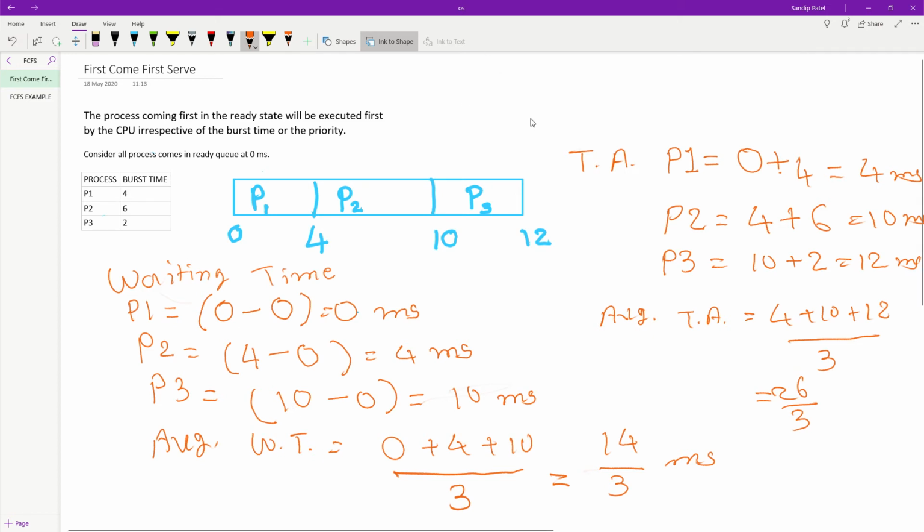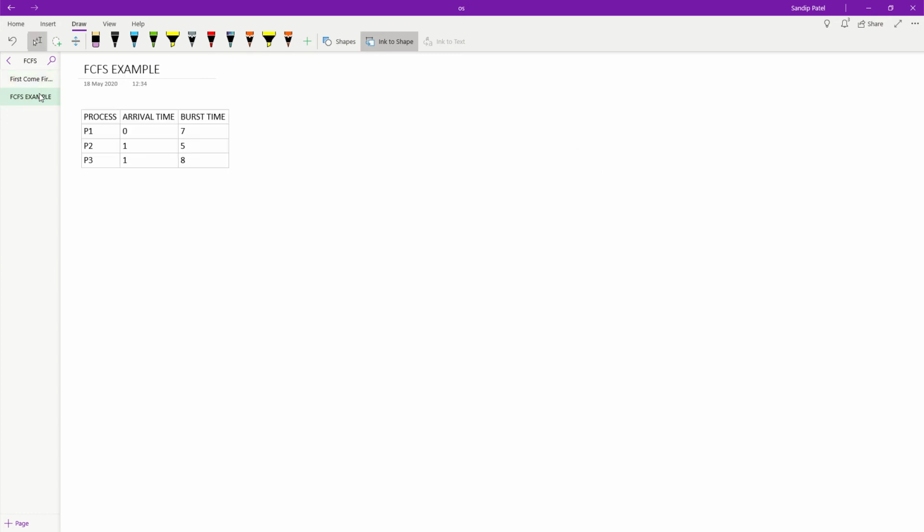So this is the first example we have completed, and it is the easiest one. Next we will continue with another example, but that is not that easy. So next, see this example for first come first serve.